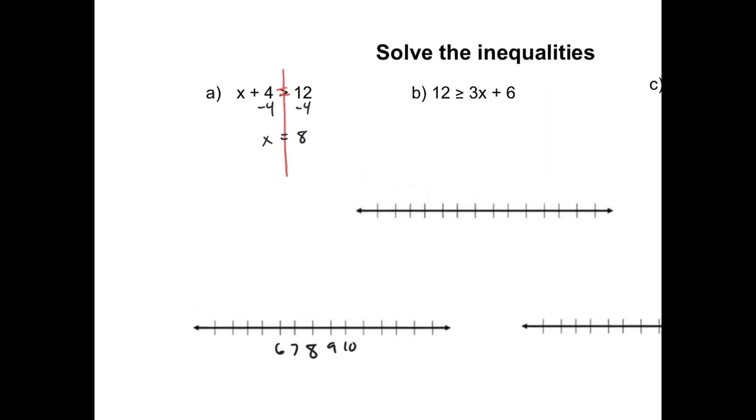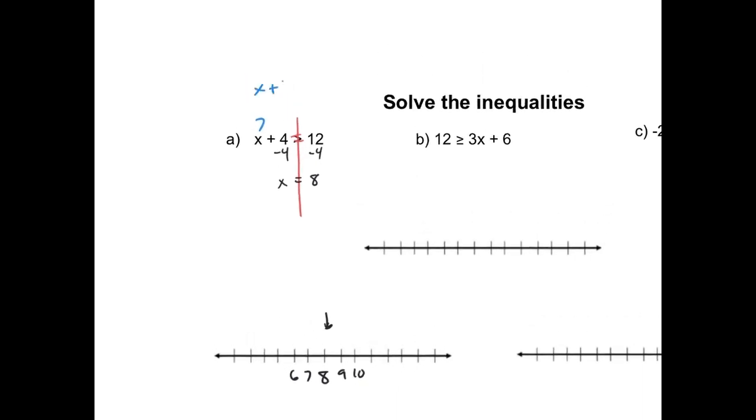Basically, if 8 is my boundary point, I just need to find out which side of this makes it true. So I'm going to take a number on either side of 8, something on this side and something on this side. Let's take 7. If I plug 7 in, I just have to find out in the original inequality, is that true? x plus 4 is greater than 12. So I'm going to plug in 7 there. Well, 7 plus 4 is 11. 11 is not greater than 12. So this side does not check out. Most likely it's going to be on the other side, but let's make sure.